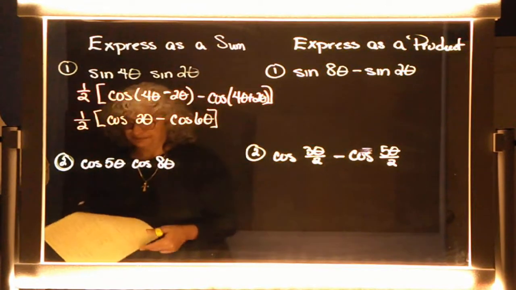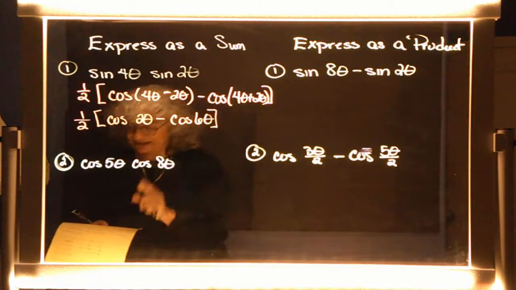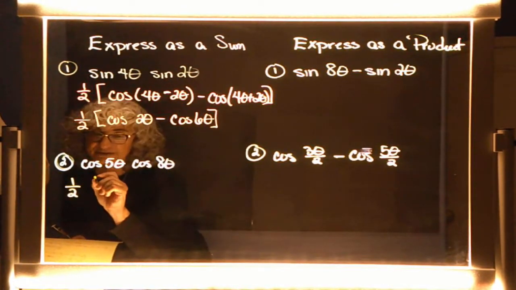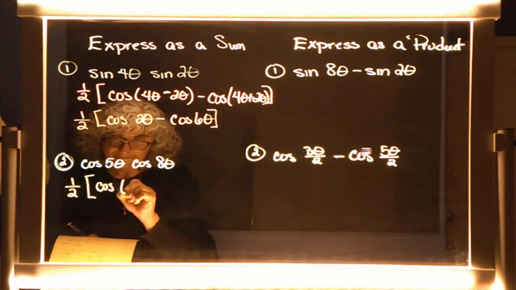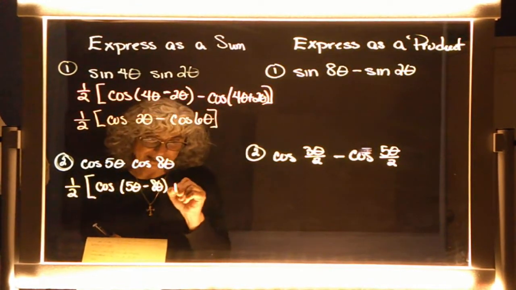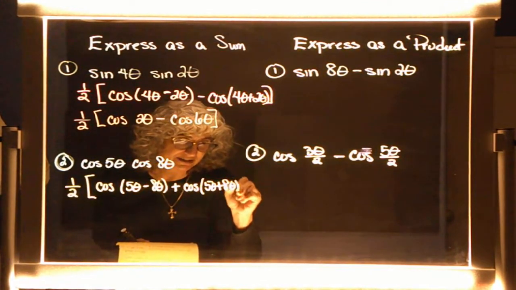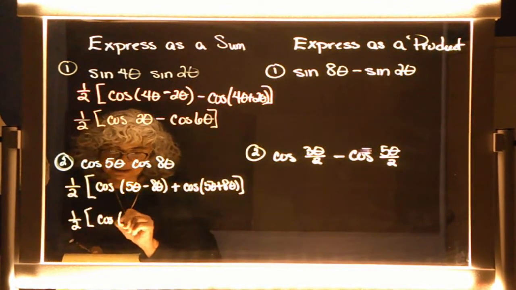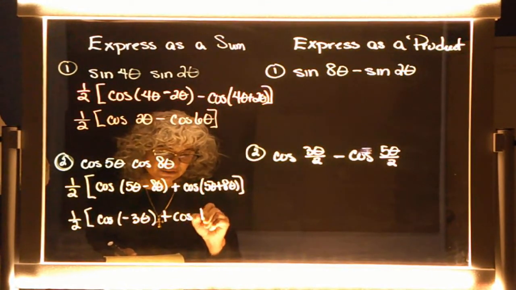Now let's look at number 2. Now I'm multiplying 2 cosines and they want me to write it as a sum. So when I find the appropriate formula, it looks like 1/2. And in brackets, I'm going to write cosine of 5 theta minus 8 theta added to the cosine of 5 theta plus 8 theta. And when I simplify it, I end up with the cosine of negative 3 theta plus the cosine of 13 theta.